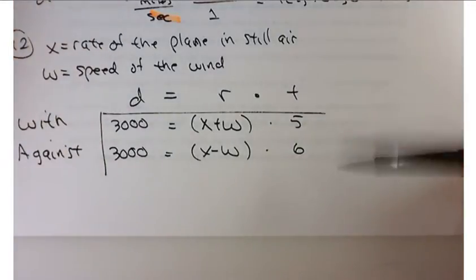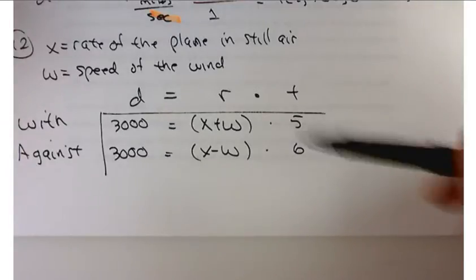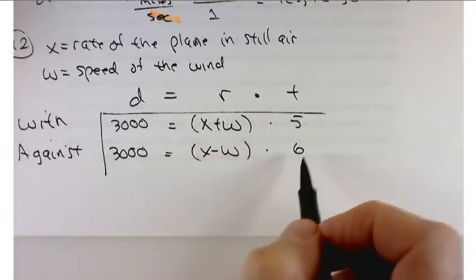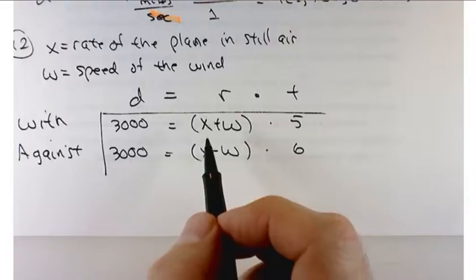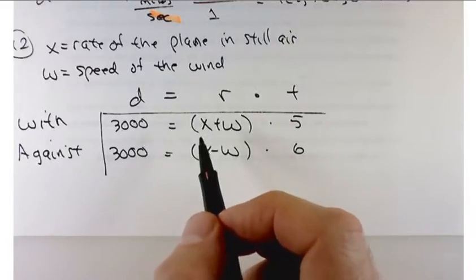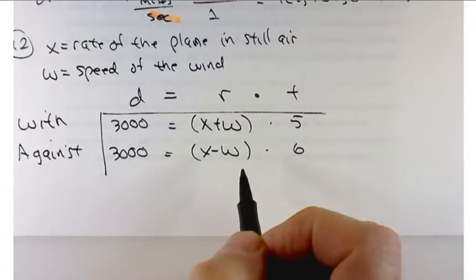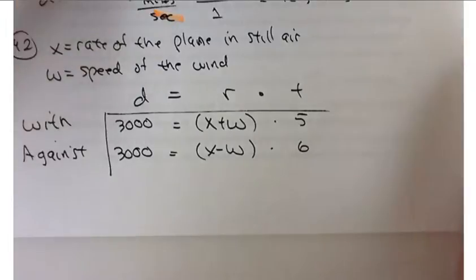Let me pause for a second. Make sure you're with me on all this. You okay with where I got this stuff? The 3,000 came from the problem. This came from the problem. What you have to understand is how the rate works. The rate is 2 things. It's your speed plus the wind or your speed minus the wind, depending if you're going with or against it.